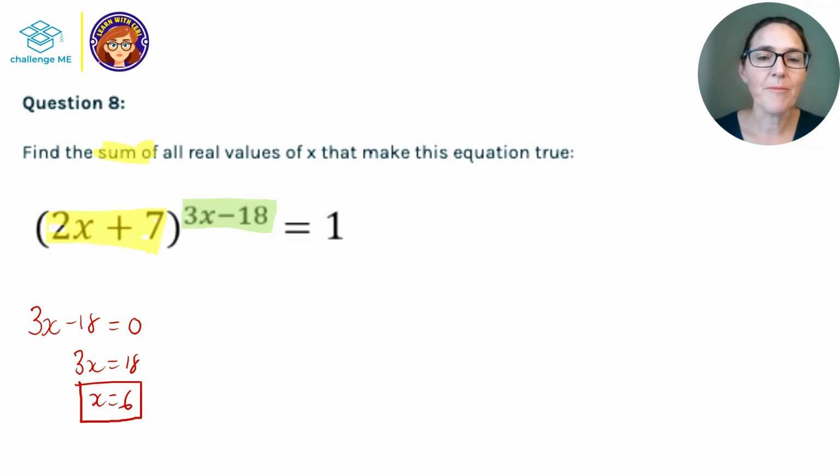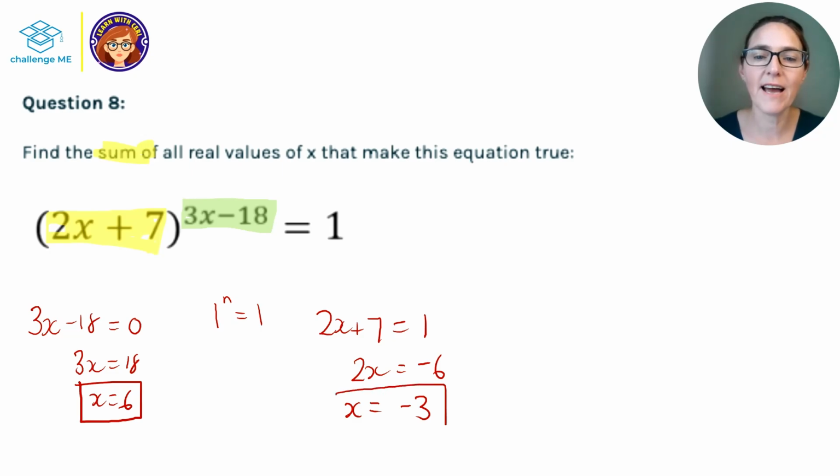Okay, that's one way. Another way is 1 to the power of anything is going to still be 1. So let's have a look at the yellow bit, the 2x plus 7 being a value of 1. So 2x would equal negative 6 and x would equal negative 3. That's an option for us as well. Okay, so is that it? Do we need to just add them up?